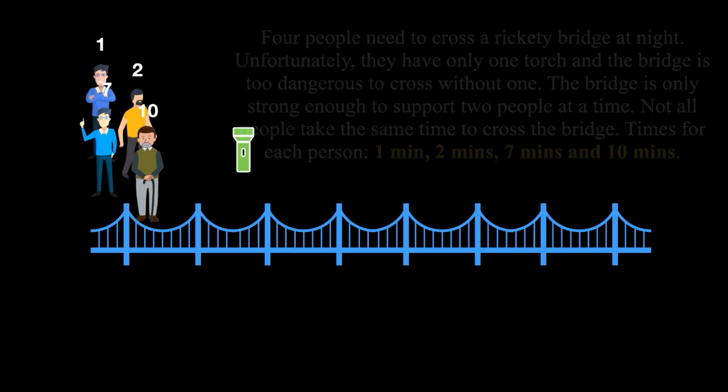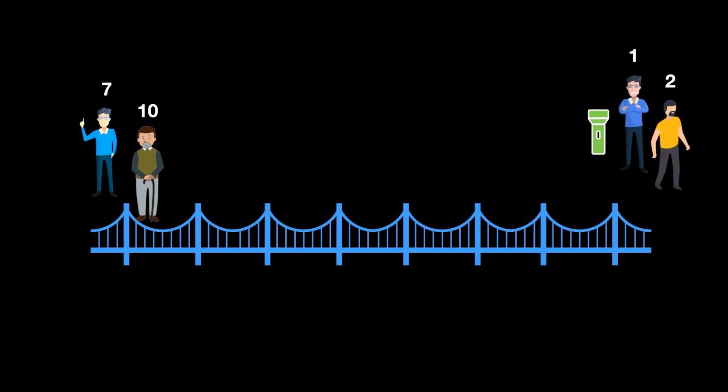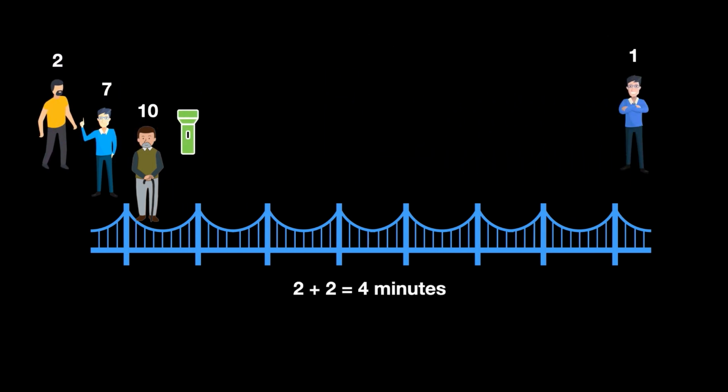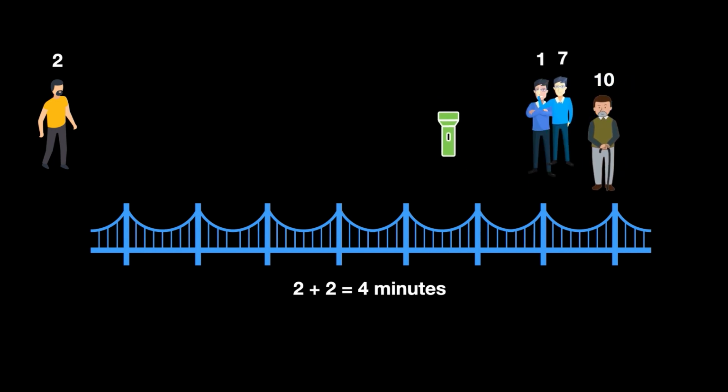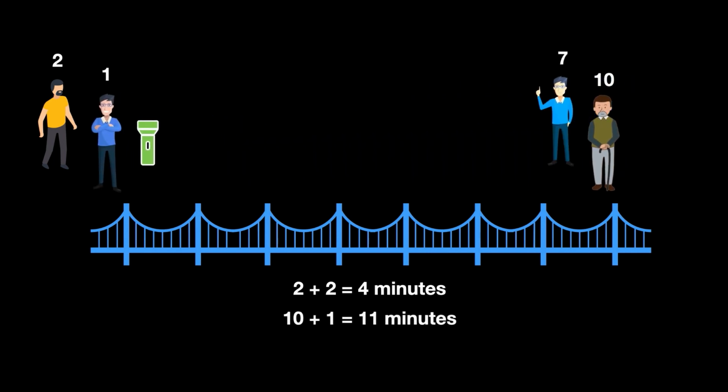So in the first step, 1 and 2 cross the bridge and 2 returns with the torch. Here the time taken is 2 plus 2 equals 4. In the second step, 7 and 10 cross the bridge and the one who was already on the other side comes back. Here the time taken is 10 plus 1 equals 11.